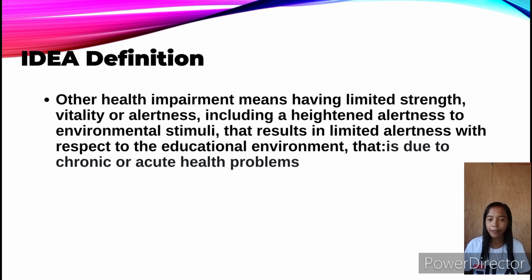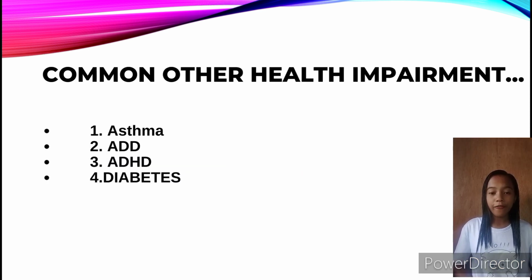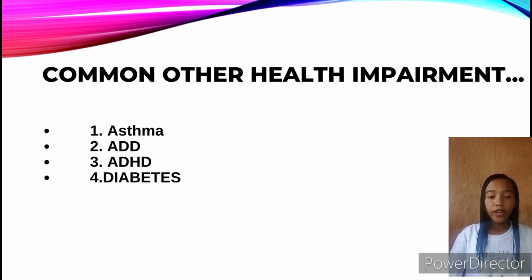What's immediately clear from this definition is that quite a few disabilities fall under the umbrella of other health impairment, and those disabilities are very different from one another. That makes it difficult to summarize other health impairment. These are the specific disabilities mentioned in IDEA's definition of other health impairment. First, we are discussing the common health impairment.